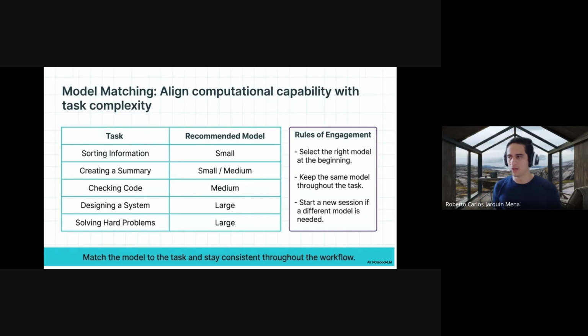Okay, yeah. If you see the table right here, even in the documentation for Claude or Copilot, we have a description of the model and the best practices to use the model for. For a small model, we use it for sorting information. If you are checking code, we can use Medium. For example, Claude Code has Sonnet. For just checking working code, we can use Sonnet.